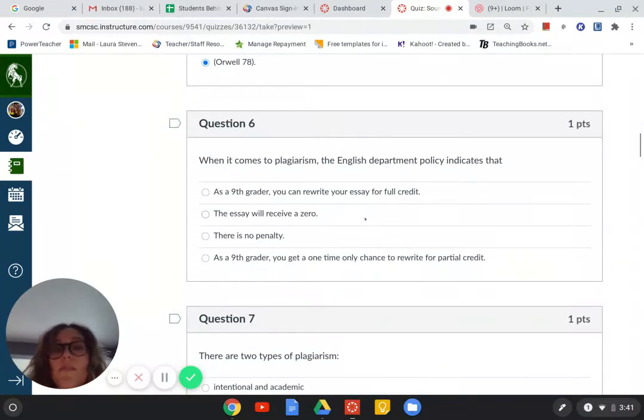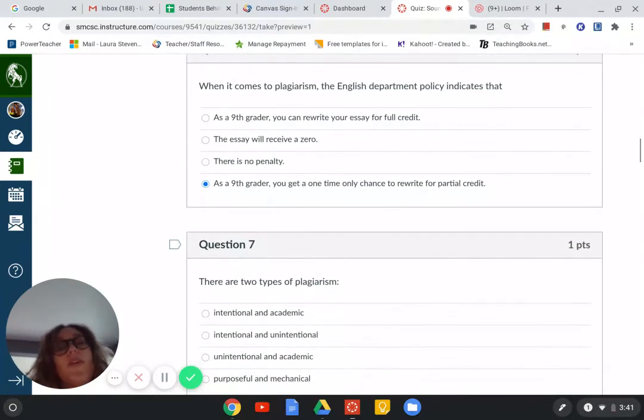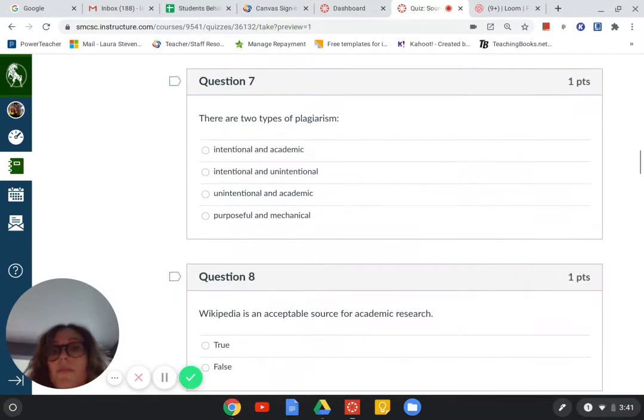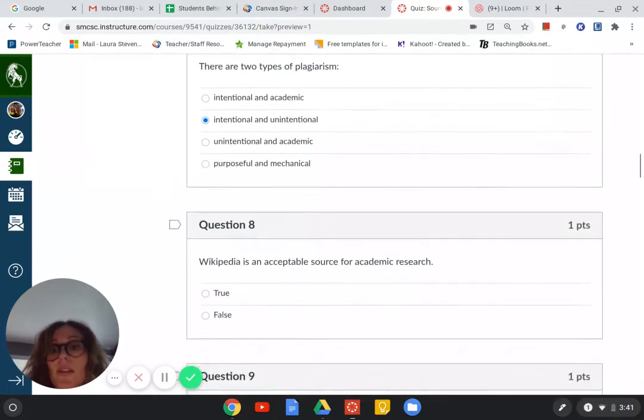I guess when it comes to plagiarizing, the English department's policy indicates that it should be a 0, but we're pretty nice. We're going to give you partial credit if you rewrite it, and it may just be the part that you wrote. 2 types of plagiarism. I would say intentional, like you purposely did it, and unintentional. Like maybe you didn't cite a paragraph in your essay. That's still plagiarism, but it was unintentional. You certainly didn't mean to.